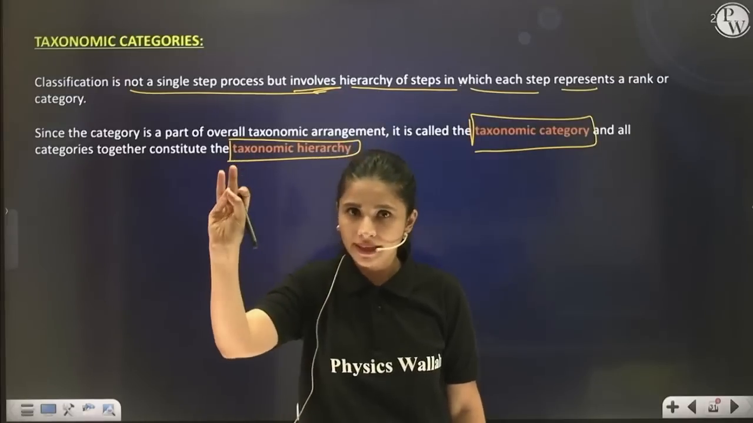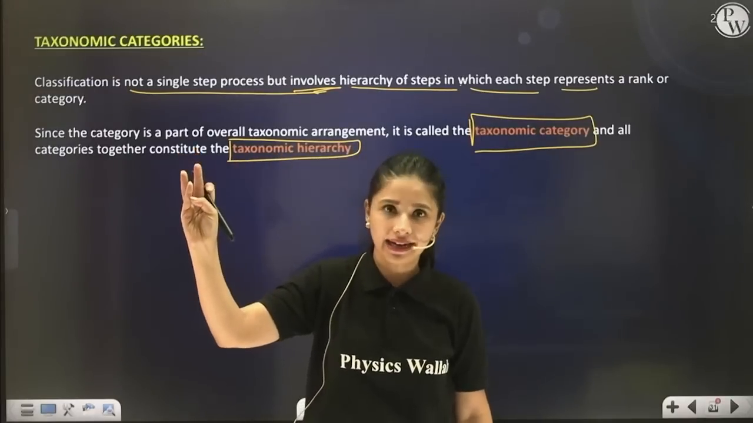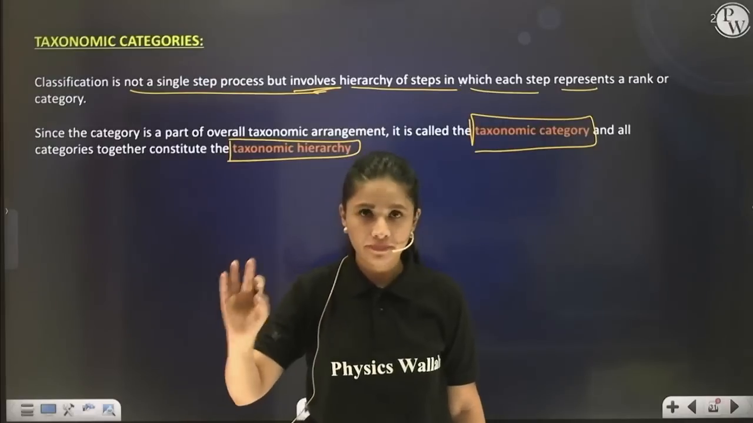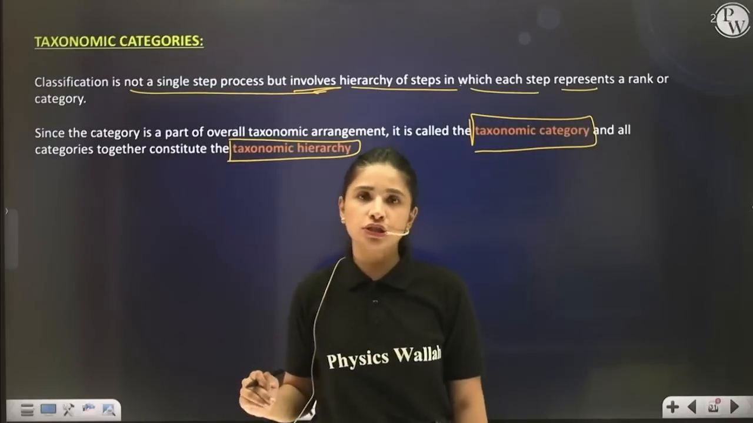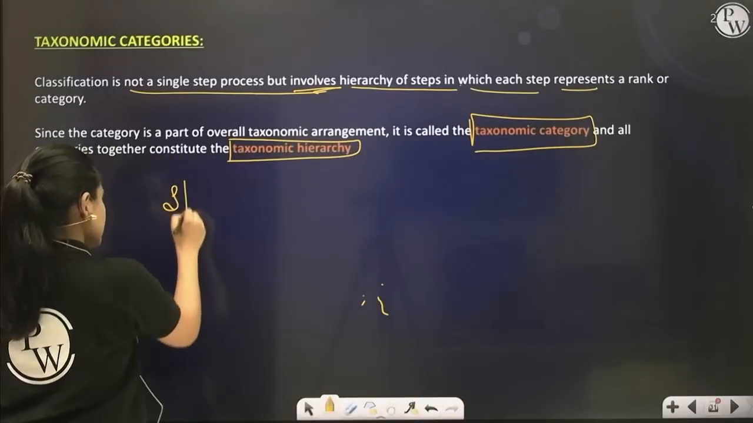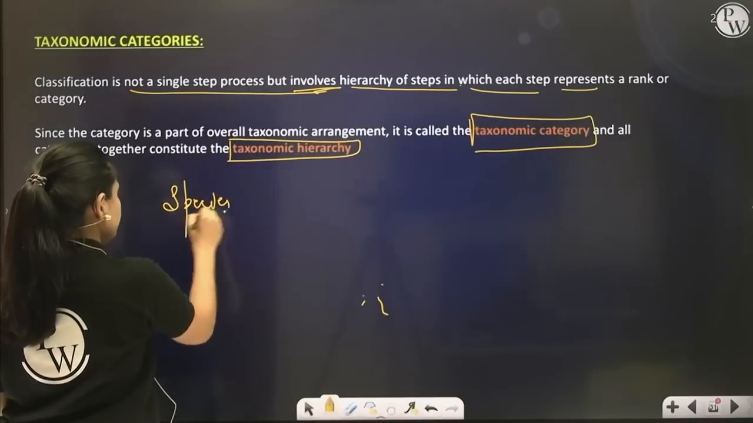What are taxonomic categories? What is taxonomic hierarchy? Category can also be called rank, right? Now, the lowest most category in classification is species.